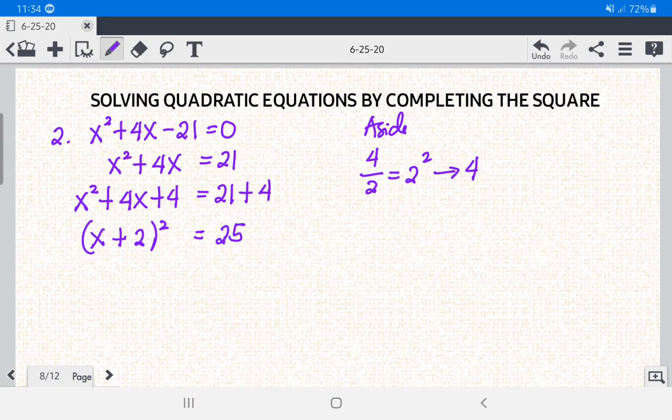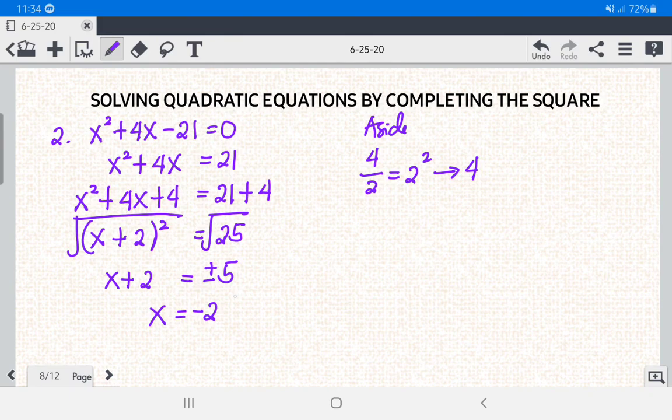Then after that, using the square root property, we have square root of x plus 2 squared. So the radicand itself, so we have x plus 2. Then equals square root of 25, we have positive or negative 5. Then x is equal now to negative 2 because we subtract 2 on both sides of the equation. So negative 2 plus or minus 5.